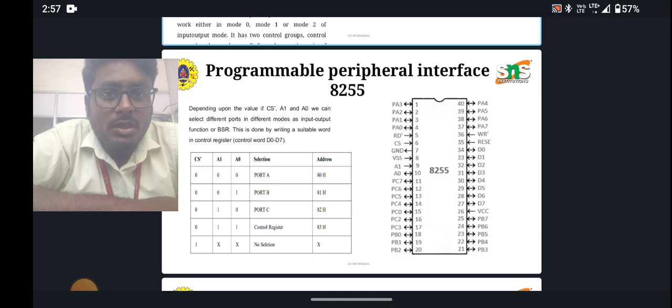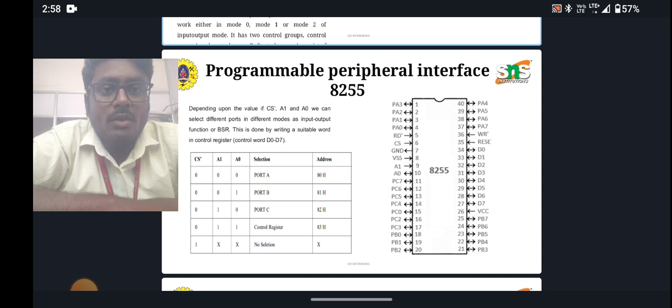CS, A1, A0 select the ports and their addresses. When CS is 0, A1 is 0 and A0 is 0, we can select port A, which is at address 80H. When CS is 0, A1 is 0 and A0 is 1, we can select port B, which is at address 81H. When CS is 0, A1 is 1 and A0 is 0, we can select port C, which is at address 82H. When CS is 0, A1 is 1 and A0 is 1, we can select the control register, which is at address 83H.